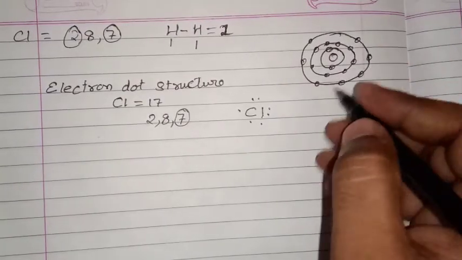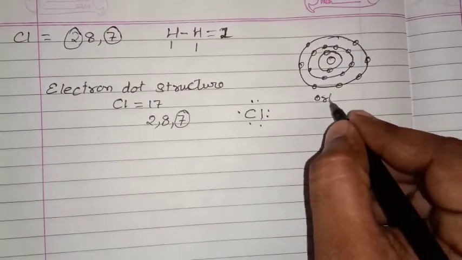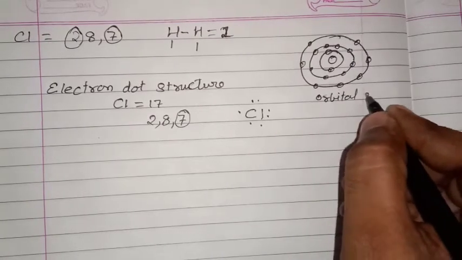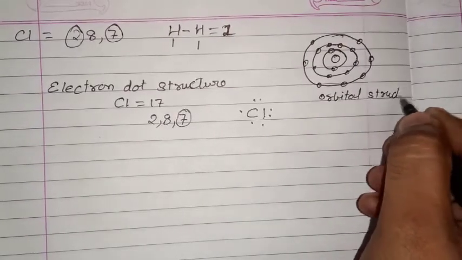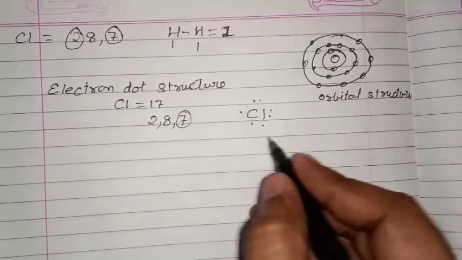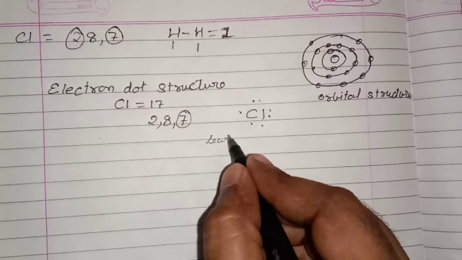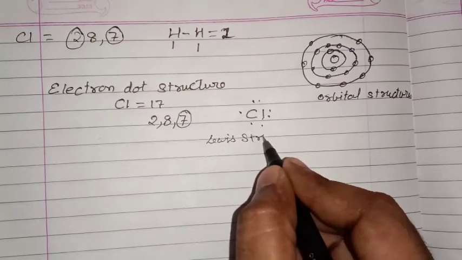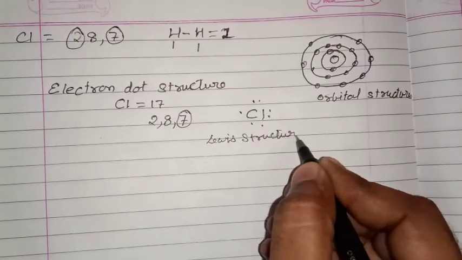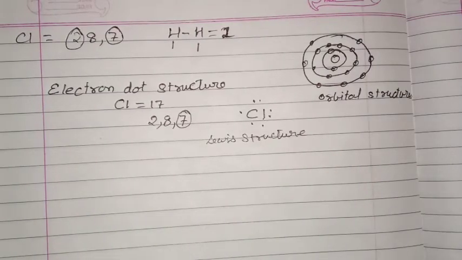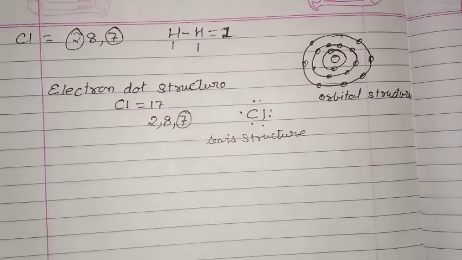These structures are called orbital structures. And this is called the electron dot structure, or one more name, the Lewis structure, since it was discovered by a scientist known as G.N. Lewis, whom this method of representation is named after, also called the Lewis representation. It is clear that the orbital structure is quite different, and this is the Lewis structure.